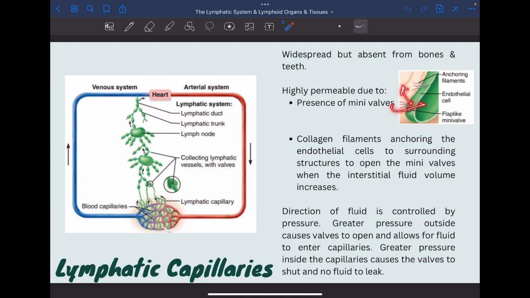open and allow the fluid to enter inside, along with proteins, because the lymphatic capillaries are a lot more permeable than your normal blood capillaries. When they open, the fluid along with the protein enters inside, and this allows it to go up in the system. But if the fluid inside is already present and it is high volume, these flap-like mini lymph valves are going to close shut, so it doesn't leak back out.